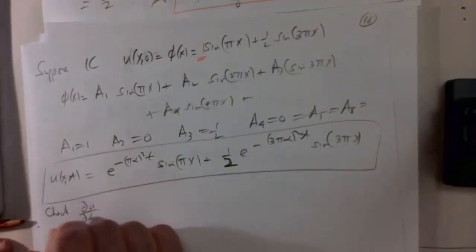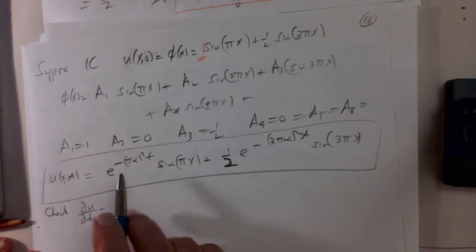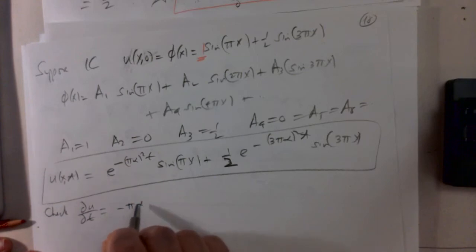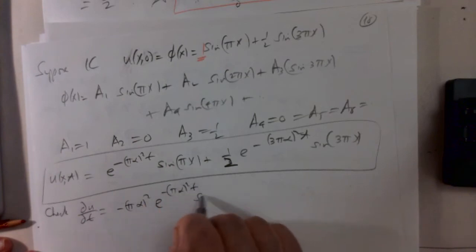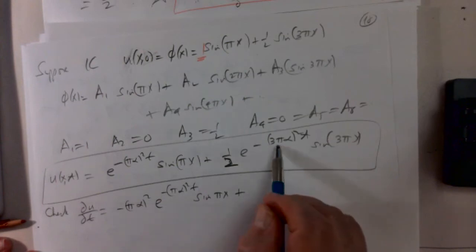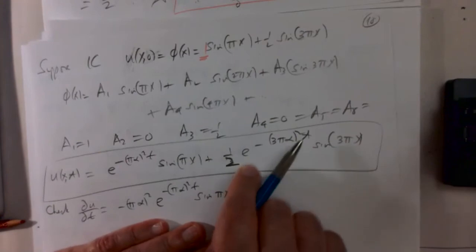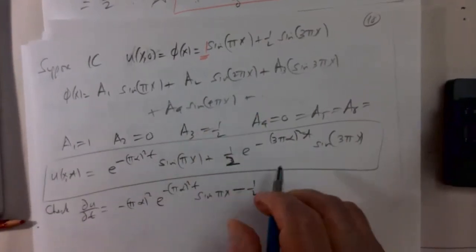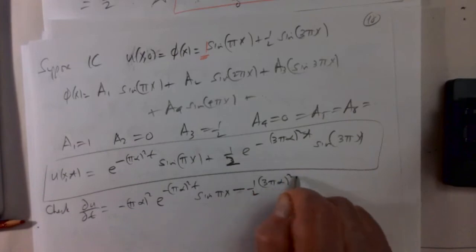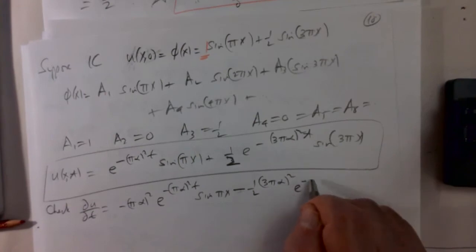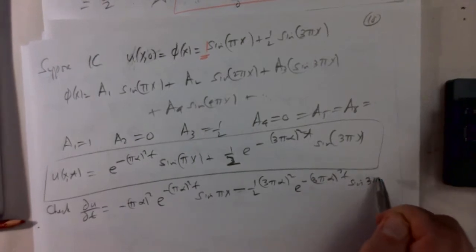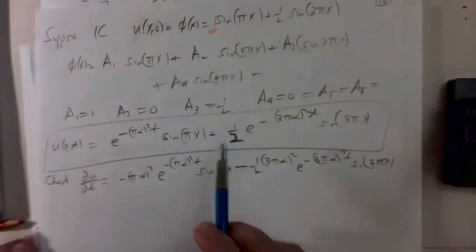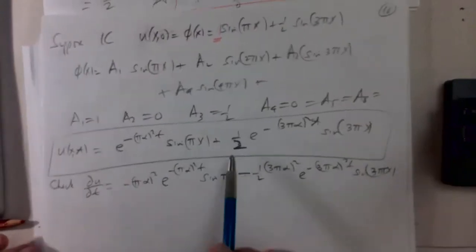What is the partial of u with respect to t? If I differentiate with respect to t, I get minus pi alpha squared e to the minus pi alpha squared t sine pi x, plus minus 1/2 times 3 pi alpha squared e to the minus 3 pi alpha squared t sine of 3 pi x. Right? If I take the partial derivative with respect to t, this is what I get.